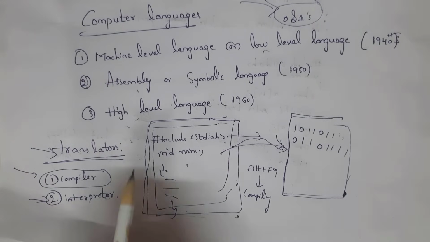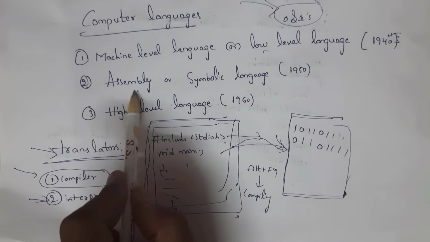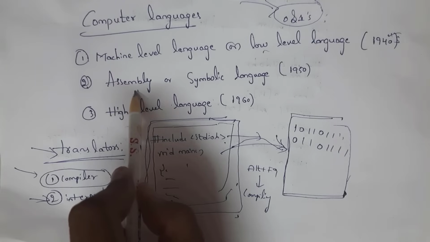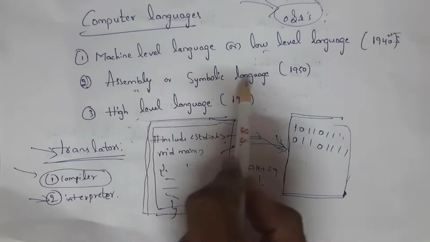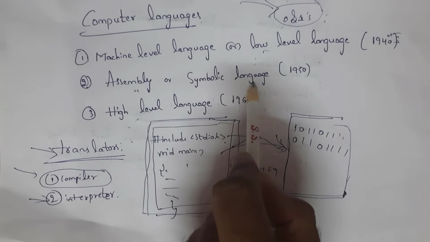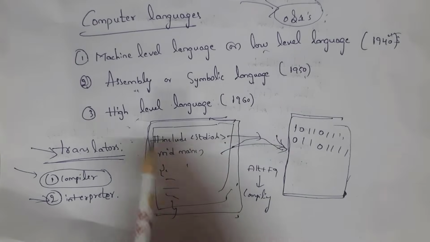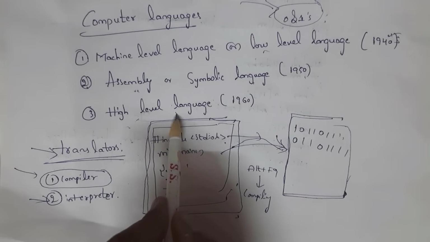Language which uses some symbols in order to write programs is known as assembly language. Generally this language uses symbols, so we call it symbolic language, and it was introduced in the 1950s. Third one is high level language. Language which is understandable by users is known as high level language.